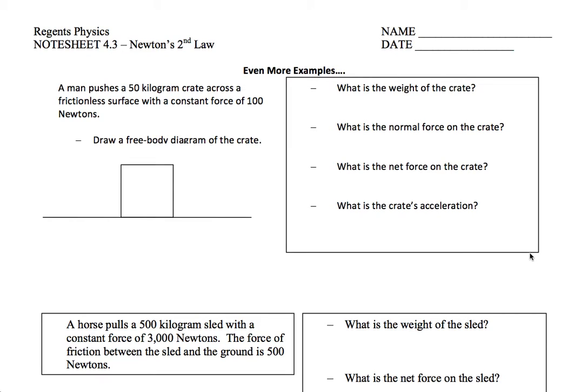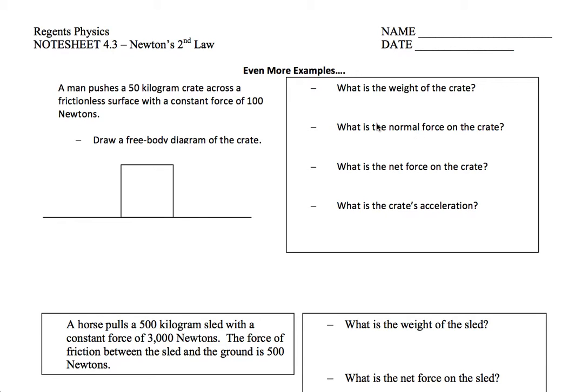Alright guys, so in this one we're going to take a look at a few more examples that utilize Newton's second law that we looked at in class. So, the first one: a man pushes a 50 kilogram crate across a frictionless surface with a constant force of 100 newtons. So let's go through all the stuff over here on this side first.